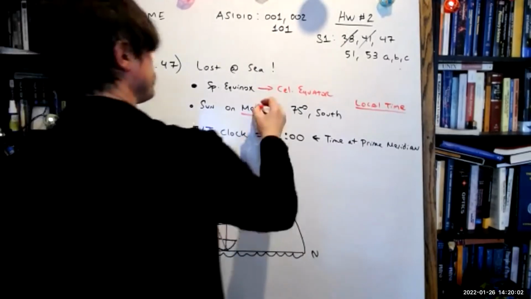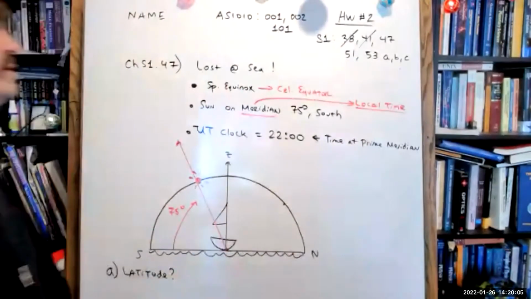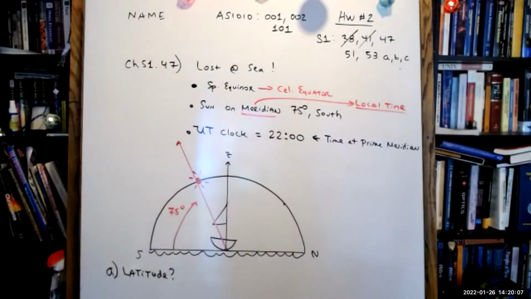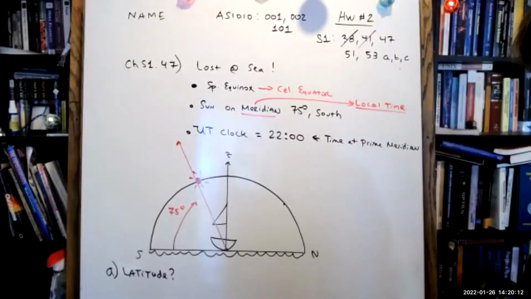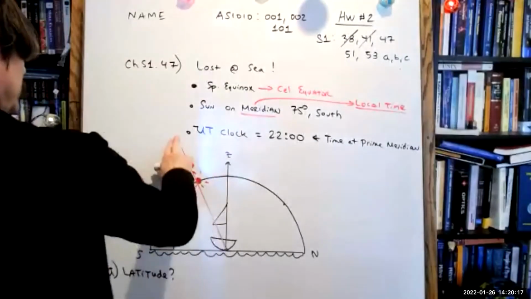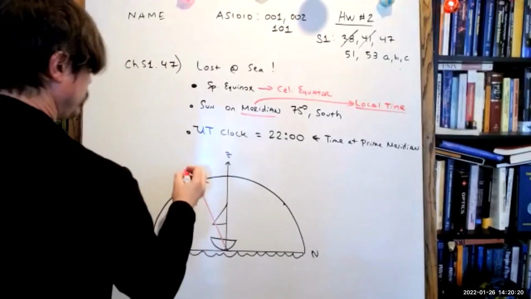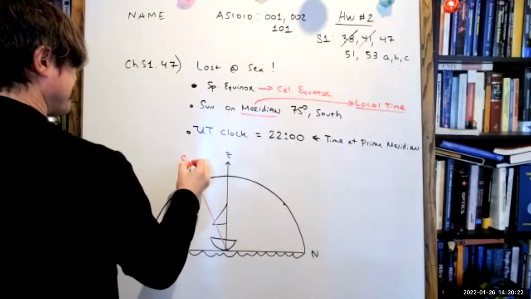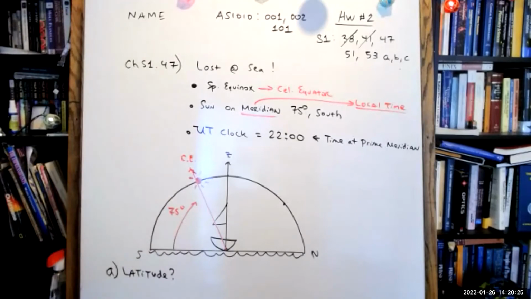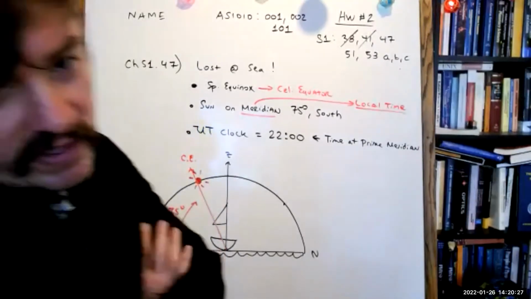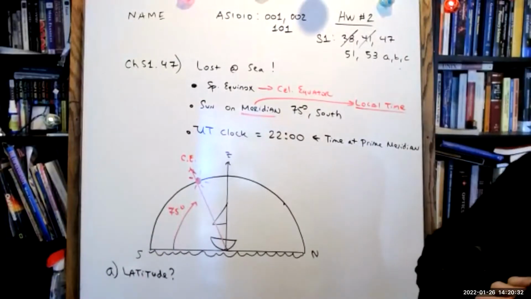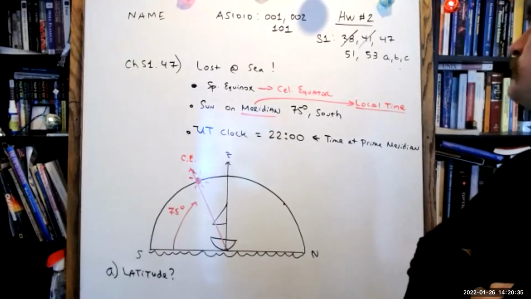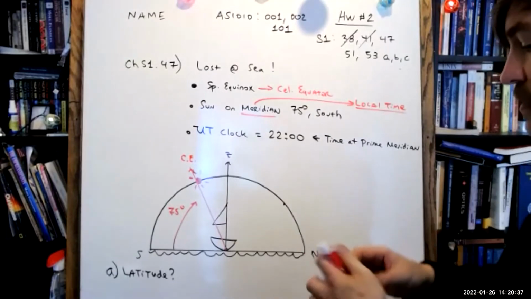Really? The sun's on the meridian should tell you the local time. Oh, now it's 0 hours. 0 hours is midnight. Oh, then no. Last time I checked, when the sun was on the meridian, it wasn't 0 o'clock. Noon? It's noon, 12 o'clock.